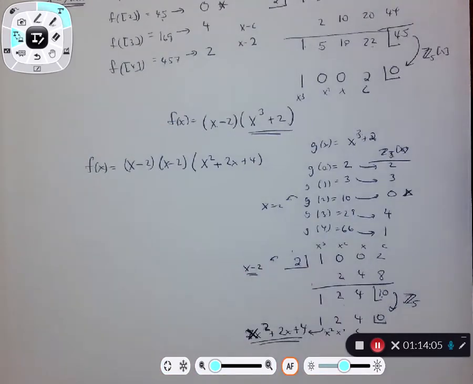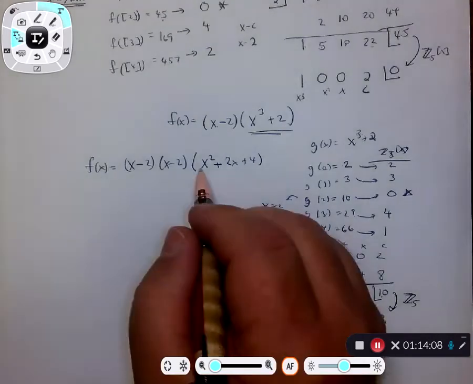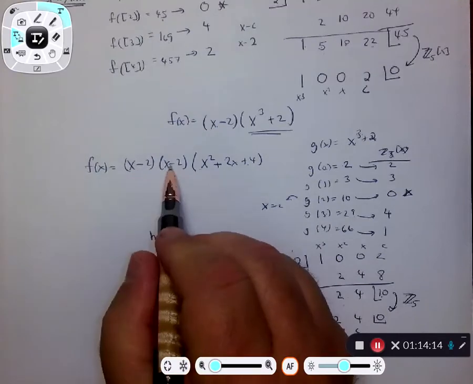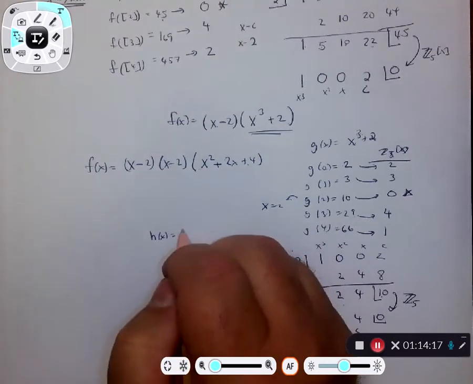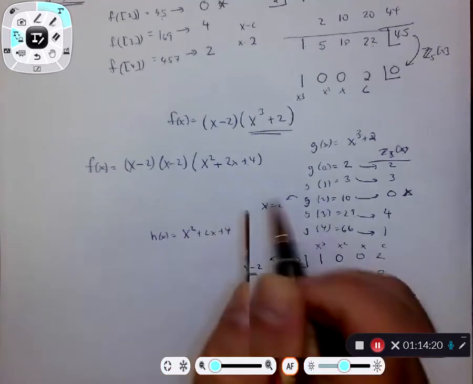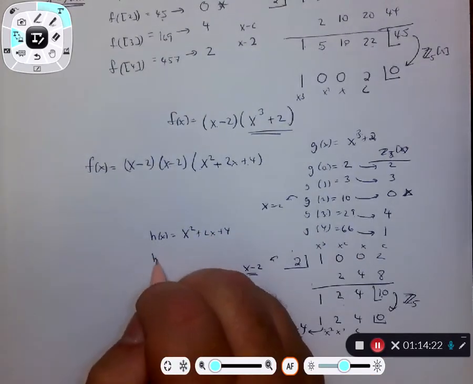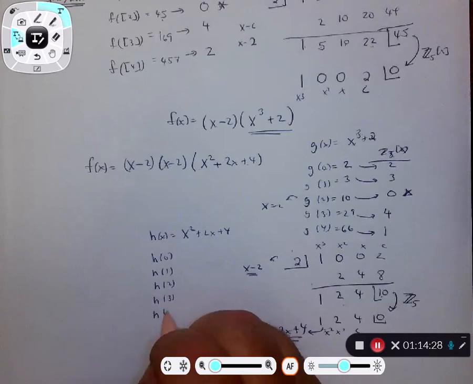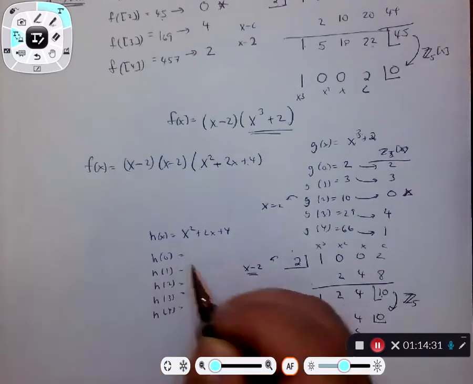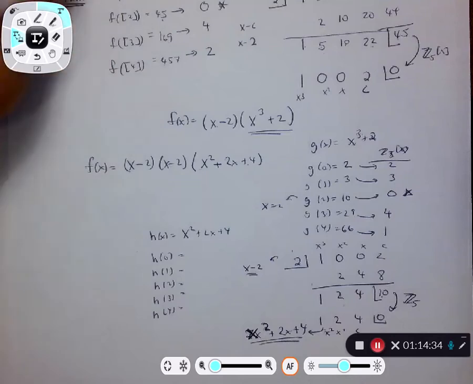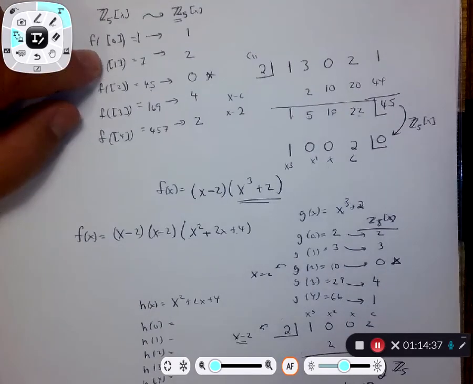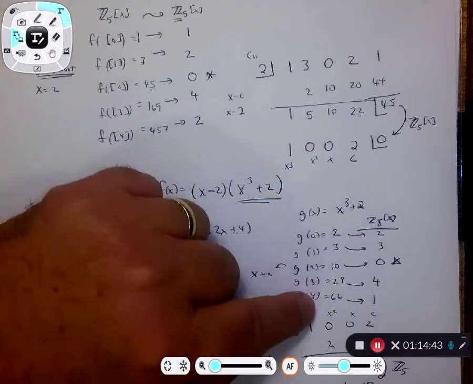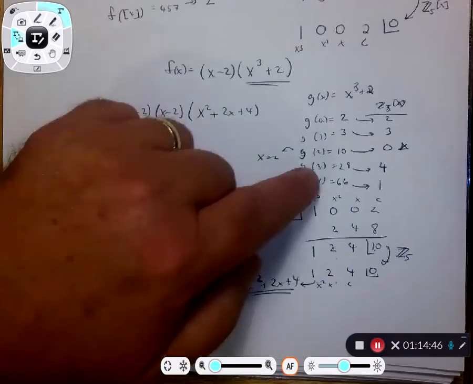Now, are there any other zeros in this thing? Well, I've got to check it on this guy. So I'm going to let h of x be equal to this, because these guys are linear. Once you're done with linear, you're done with finding zeros. So if there are any other zeros, they've got to be in the x squared plus 2x plus 4. Again, I'm going to check the numbers 0, 1, 2, 3, and 4. Honestly, 0 wasn't a 0 in the beginning, 1 wasn't a 0, 3 wasn't a 0, and 4 wasn't a 0. It wasn't the first time, it wasn't the second time. Is this guy going to be a triple root or not?